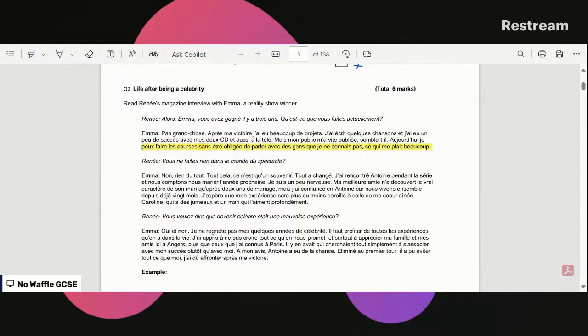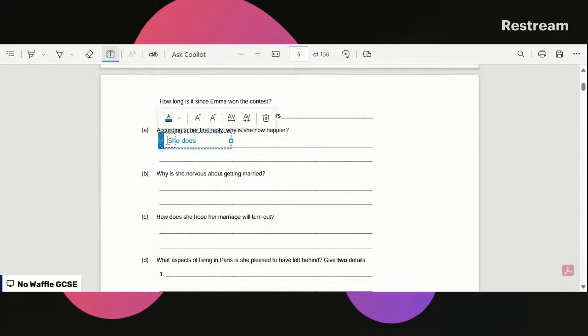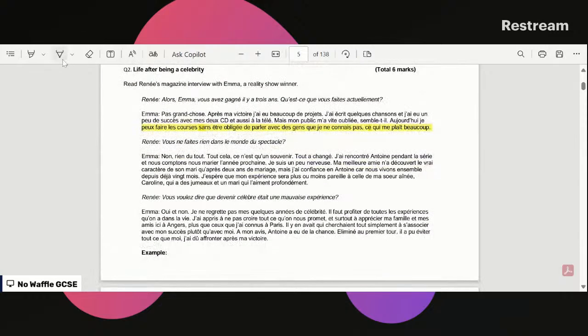So in your answer, you can put, why is she happy recently? She's happy because she doesn't get bothered by others. In the mark schema also says that she does not get recognized. Okay, hopefully that makes sense. Next one. Why is she nervous about getting married? So let's go into this one. So let's read the next one.